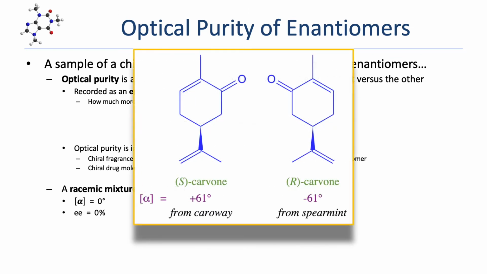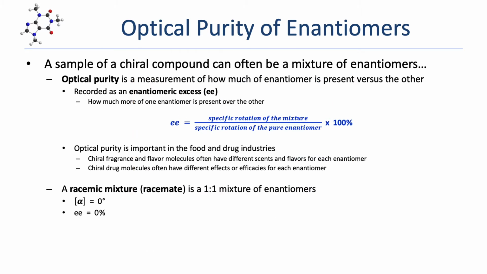Carvone is a chiral compound found in nature. One enantiomer comes from spearmint and the other one comes from caraway. The two enantiomers have different scents associated with them. Now let's say you were manufacturing some chewing gum and you wanted to put carvone in that gum as a flavoring agent. Well, when you order that carvone from the supplier, you're going to want to know whether it's 100% one enantiomer or the other, or if it's a mixture. If you're trying to make spearmint gum, you want to make sure that it's all the spearmint flavored enantiomer.